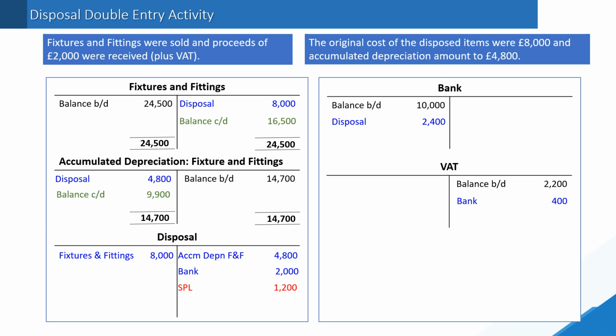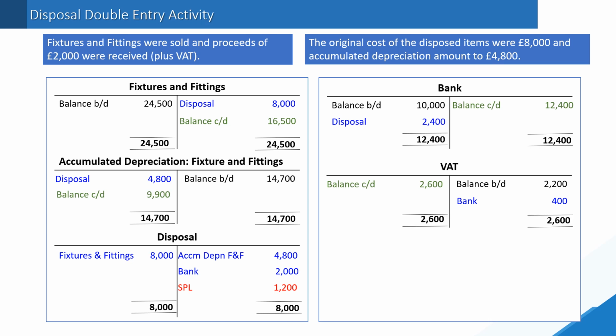We thought the asset was worth more than we actually got for it in proceeds. And that £1,200 will be transferred to my statement of profit and loss as an expense. And I will finalise my ledger accounts by balancing off the bank account and balancing off the VAT account in the normal way. 3 steps: remove the asset, remove the accumulated depreciation, record the proceeds. And it may sound a bit of a cliche, but practice really does make perfect with these type of questions.